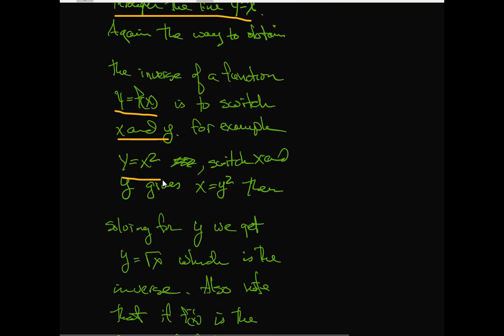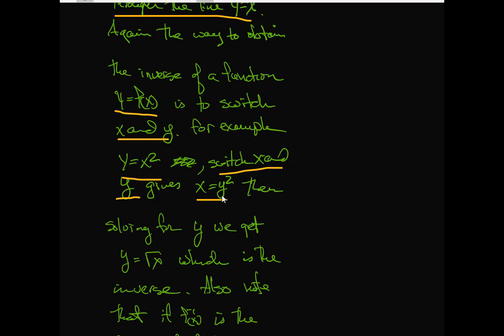For example, here's another example. If y equals x squared, we can switch x and y, and that gives us x equals y squared. So I don't mean like put y over here and x over here, so you get y equals x squared. That doesn't do anything. I'm saying switch the variables. So wherever you see a y, you replace it by x. Wherever you see an x, you replace it by y. So then we get this.